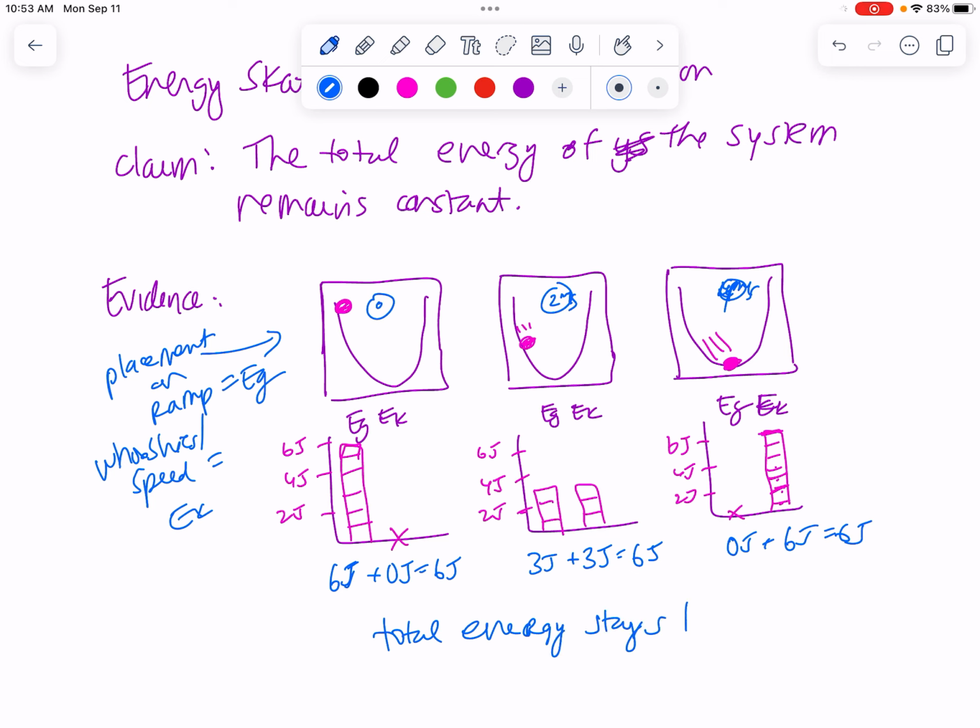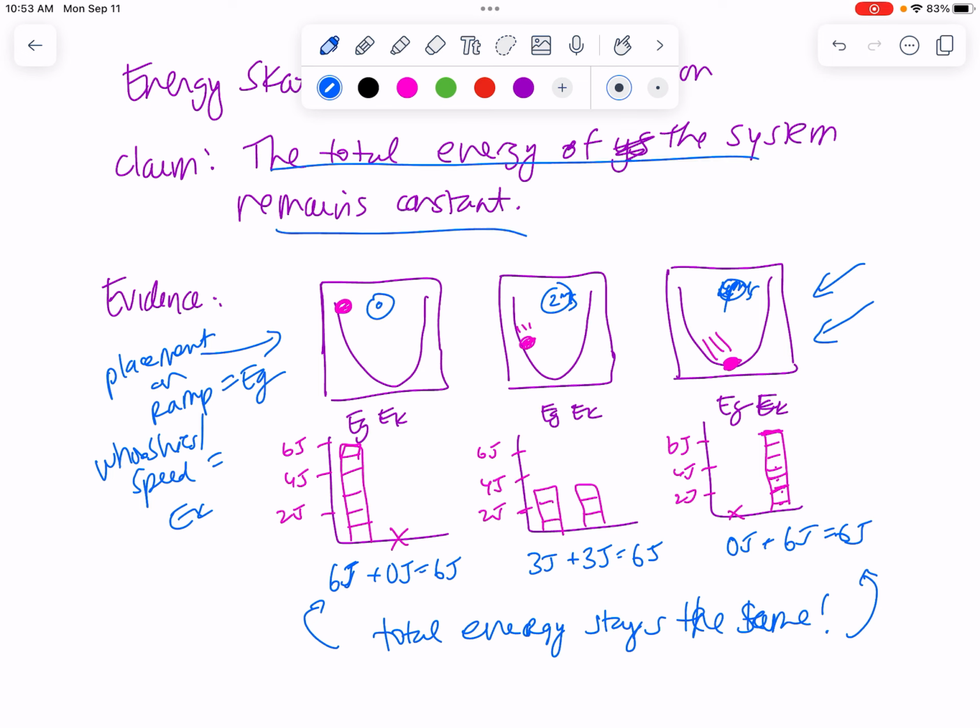That's what I'm going to be looking for on the quick quiz. I'm going to be looking for these totals to match, for that to match the bar graph, and for you to know that the total energy of the system remains constant.